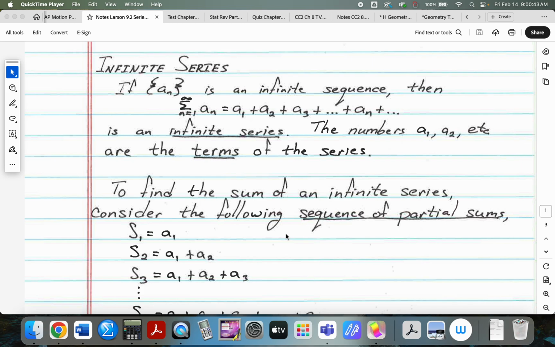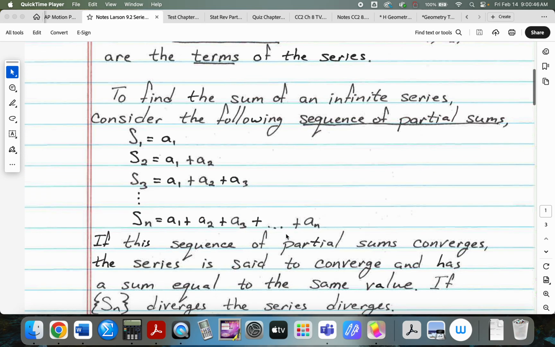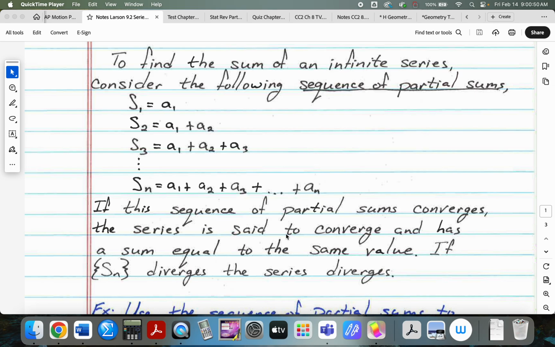It's the same. Now, one of the ways we can find the sum of an infinite series in some cases is to consider the following sequence of partial sums of the series. So S1 is just the sum of the first term. It's just the first term. S sub 2 is the sum of the first two terms. S sub 3 is the sum of the first three terms, etc., through S sub n, the sum of the first n terms. If we can figure out how to write an equation for the sum of the first n terms, and then look at what happens as n goes to infinity, then we can use that sometimes to find the sum of the infinite series.